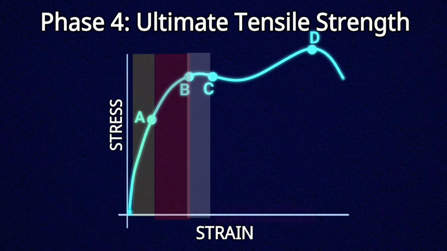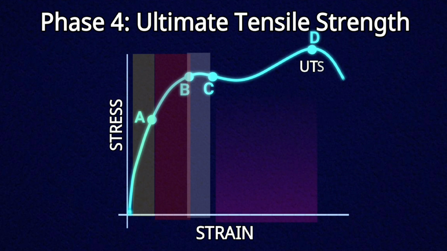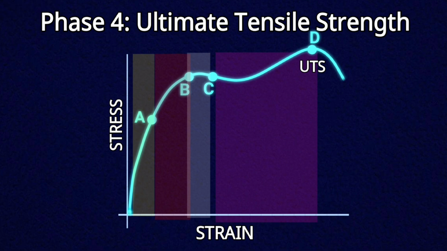Phase 4. Ultimate tensile strength. At the peak of the curve, we reach the ultimate tensile strength, UTS. This is the maximum stress a material can withstand. Beyond this point, the material begins to weaken and necking occurs, where the cross-sectional area reduces significantly.